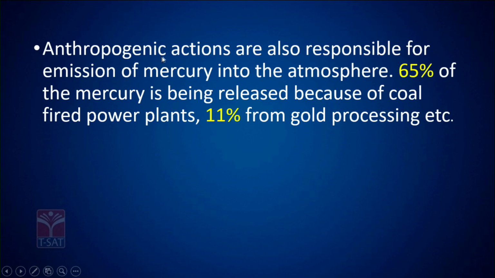Anthropogenic actions. Anthropogenic means man-made factors. These actions are also responsible for the emission of mercury into the atmosphere. 65% of the mercury is released because of coal-fired power plants, 11% from gold processing. So the anthropogenic factors are these: one is coal-fired power plants, the second is gold processing. Can be a question: the percentage of mercury released into the atmosphere through coal-fired power plants and gold processing.